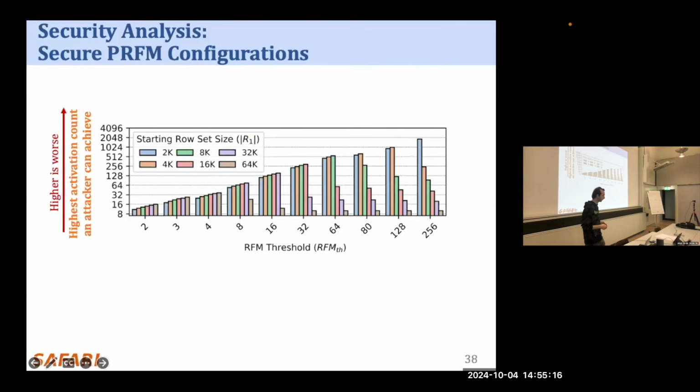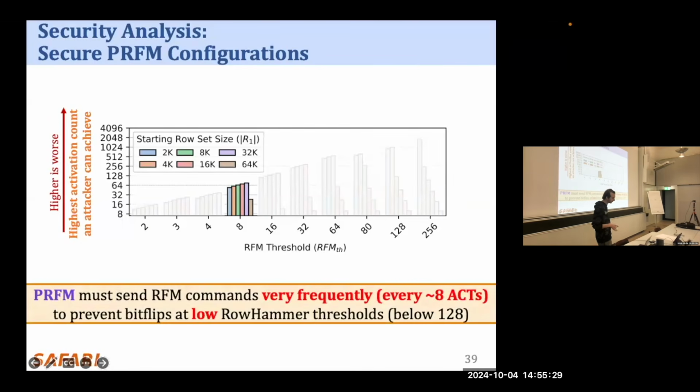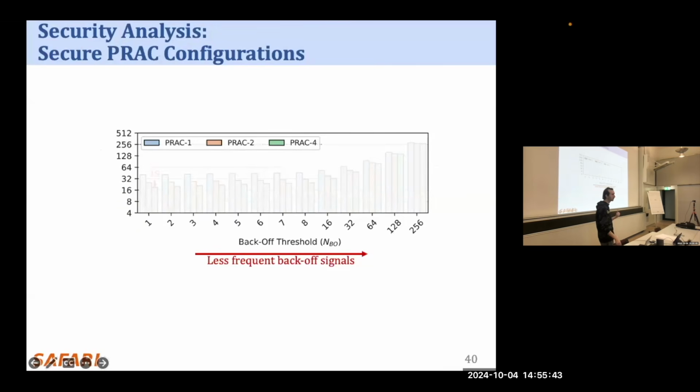Now I reveal all of the figures to show the security each RFM configuration provides. We observe that PRFM must send RFM commands very frequently to prevent bit flips at relatively low RowHammer thresholds. For example, to mitigate a RowHammer threshold of 128, the PRFM would need to send an RFM command every 8 activations. We repeat the same analysis for PRAC.